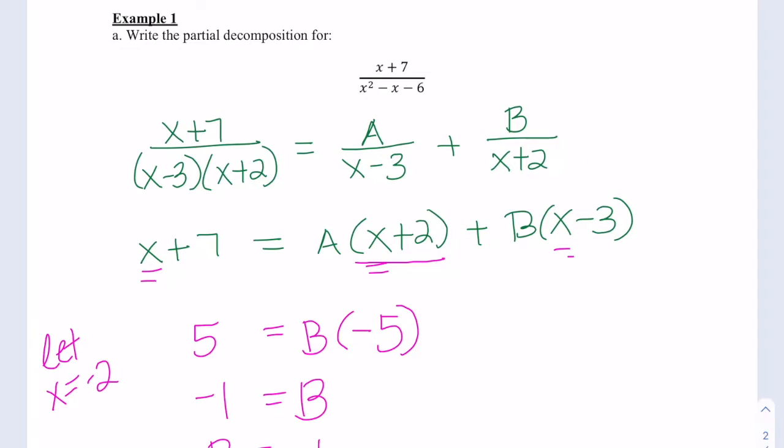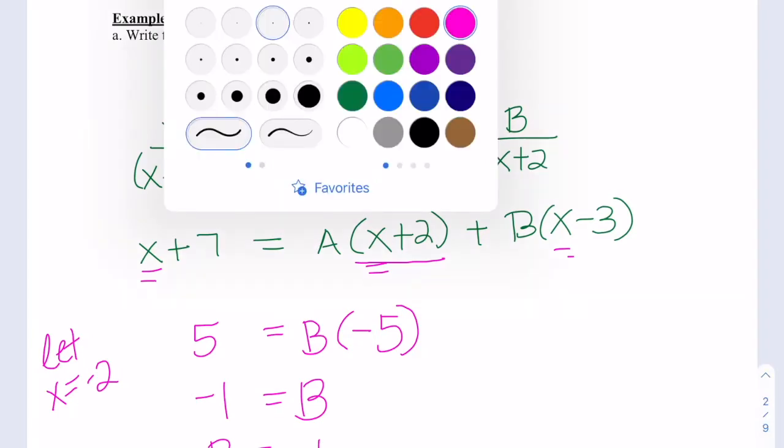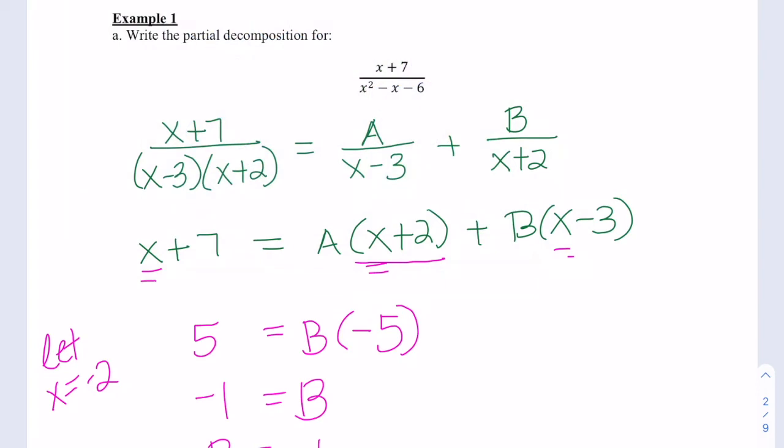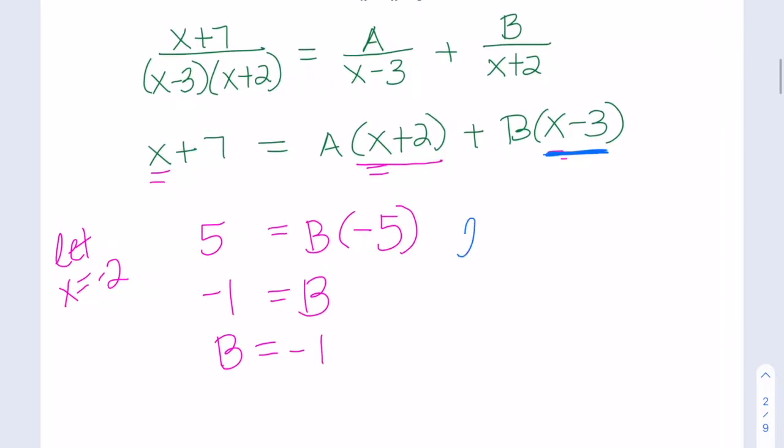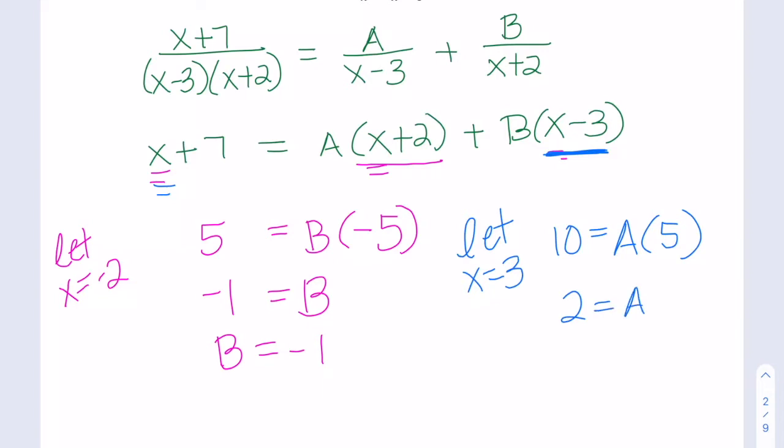Now let me look at the second parenthesis. So over here, if I plug in a 3, so if I let x equal 3, I'll get 10 equals a times 5. And divide both sides by 5, I'll get a equals 2.